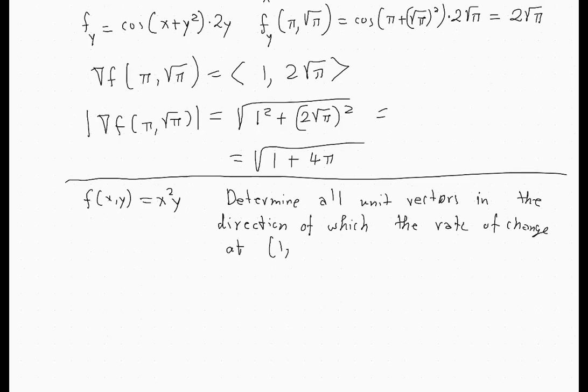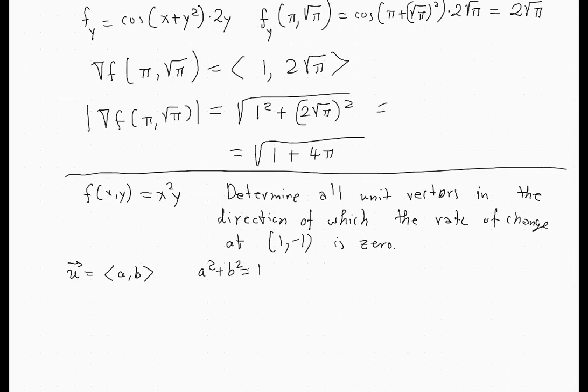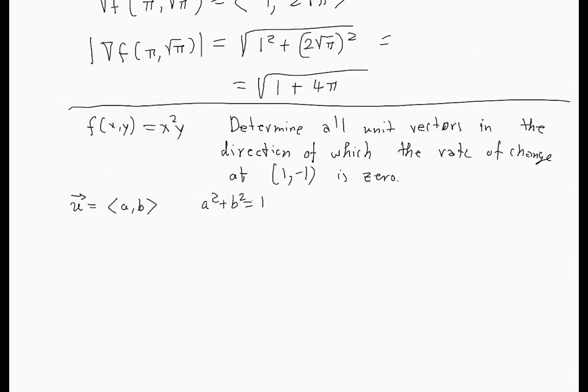So imagine that you have such a vector. So let's say that this is a unit vector AB, and ask yourself, what is the rate of change in the direction of this vector AB? So by saying that it's unit, we have that a squared plus b squared is equal to 1. But let's ask what the directional derivative, meaning the rate of change in the direction of this vector, is at the point 1 negative 1.